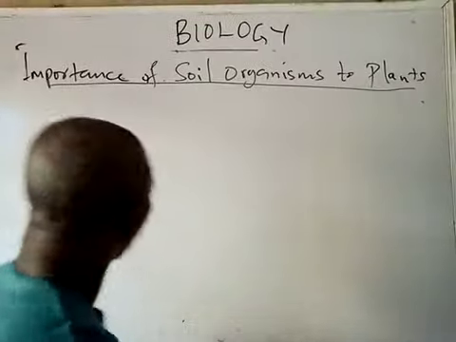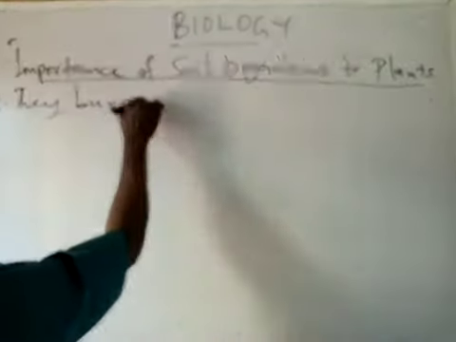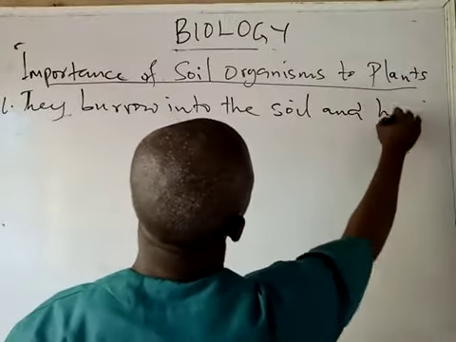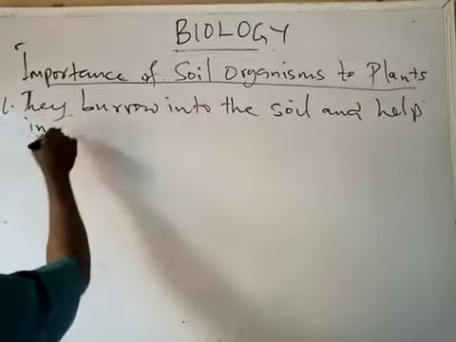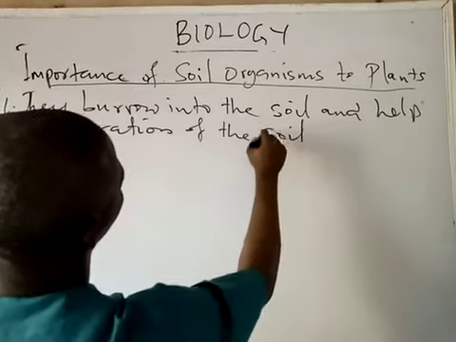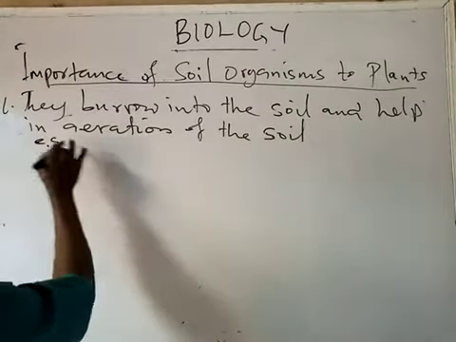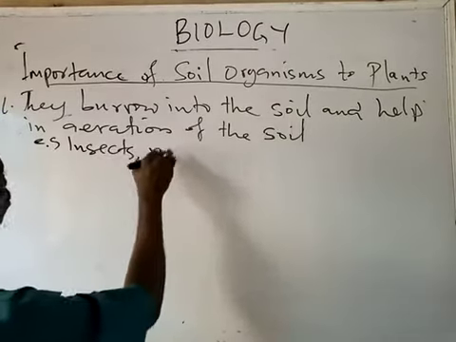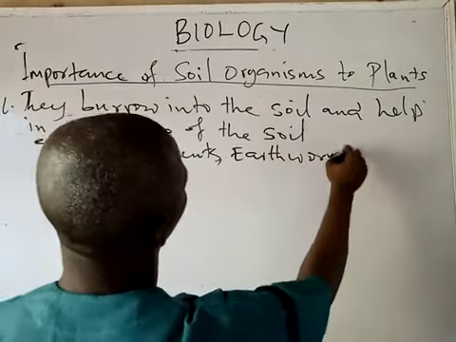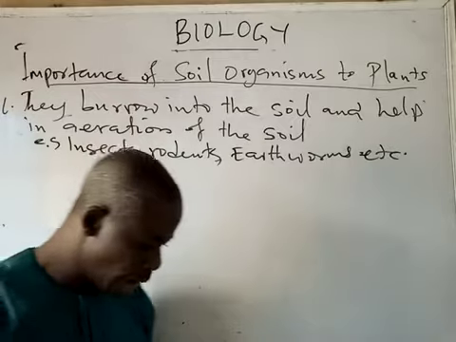One, they burrow into the soil and help in aeration of the soil. Now, burrow means they make holes, they dig holes. For example, insects burrow, rodents could burrow, earthworms could burrow, etcetera. They burrow into the soil and help in soil aeration.